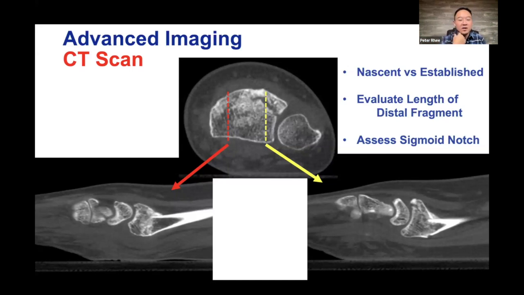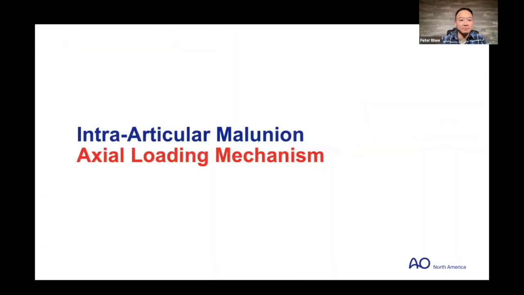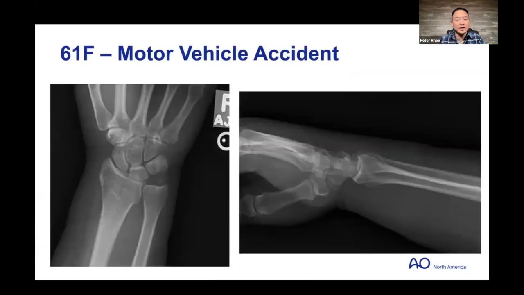And then certainly you can look at your sigmoid notch, because you don't want to just get the alignment right and get the radiocarpal joint corrected, and disregard the sigmoid notch and the DRUJ. Or there's a different animal, which is more of an axial loading injury.